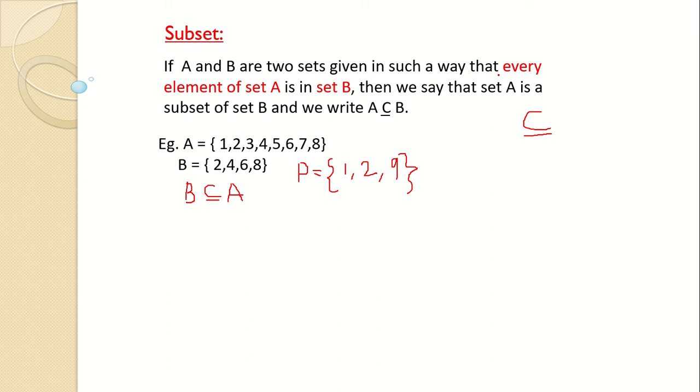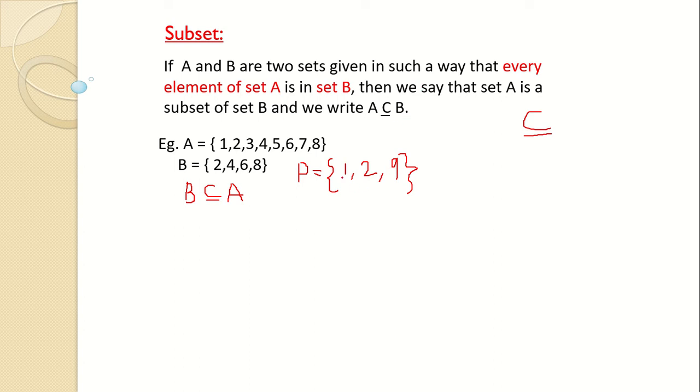So see the important points of the definition. Every element of set A has to be there in set B. Then we say that A is a subset of B. So A is a smaller set here, and every element of A is there in B. So B is a bigger set. Then we say A is a subset of B.